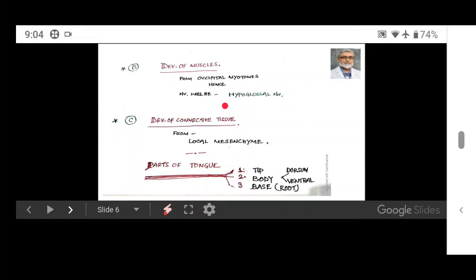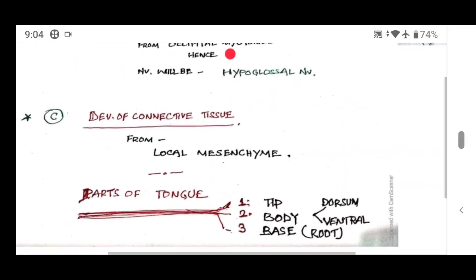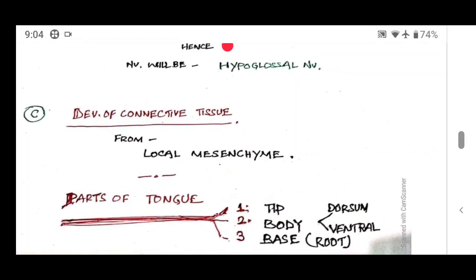Now the parts of the tongue, as you can see here. First, the anterior most portion is the tip of the tongue. Second, the body, with dorsal surface and ventral surface. And third is the base of the tongue.